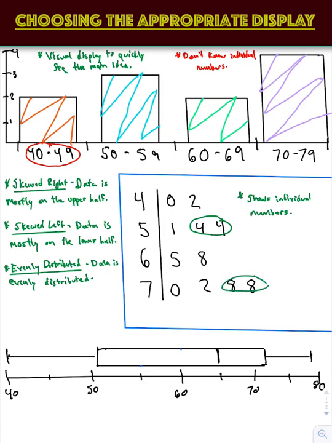I also have two 78s, so I know that my mode is 54 and 78. With a histogram, I was guessing. I didn't know if any of my numbers occurred more than once. I could tell my median.